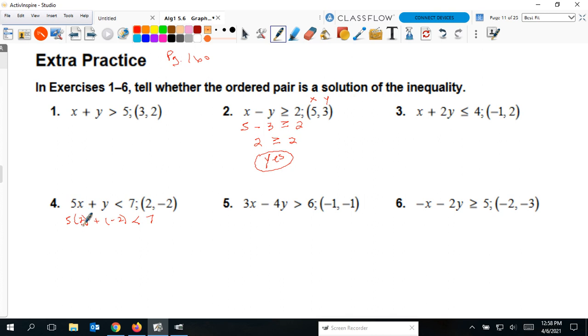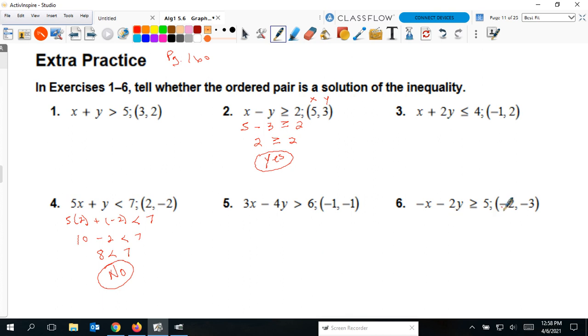So that's going to be 10, and this is negative 2 is less than 7. So 10 minus 2 is 8, so 8 less than 7. So is 8 less than 7? No, that's not true. So this is not a solution. So no on that one. It wasn't a true statement. 8 is not less than 7. So that means that this ordered pair is not a solution to this inequality.